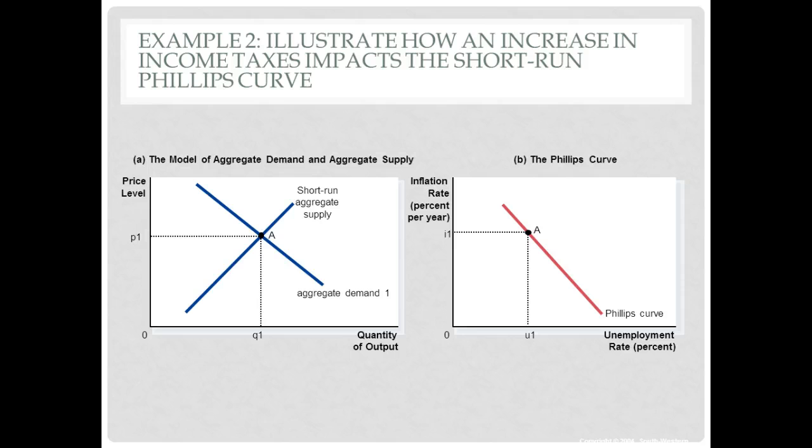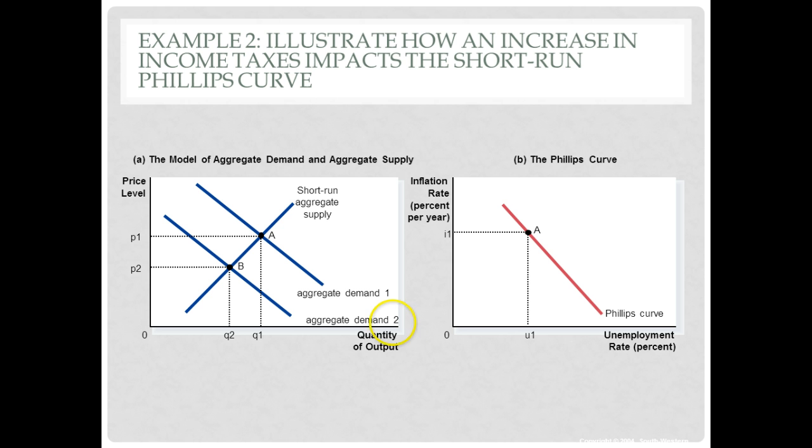Now we're talking about an increase in income taxes, and as a review, if we increase income taxes, that makes it more difficult for people to have disposable income, so consumption and investment will decrease, which means aggregate demand will decrease. And because aggregate demand decreased, P1 and Q1 both reduce, to P2 and Q2. And because P is decreasing, that means that inflation is decreasing. And because Q is decreasing, that means unemployment is increasing.